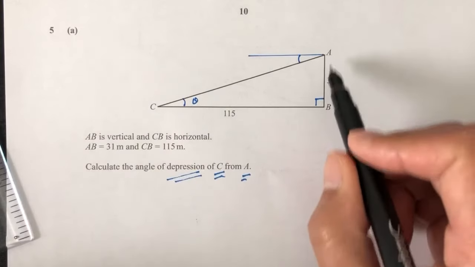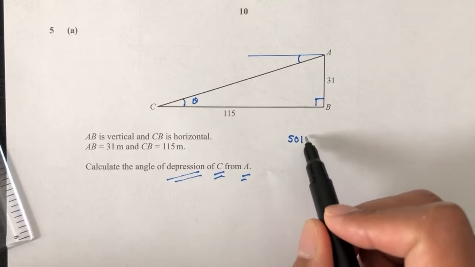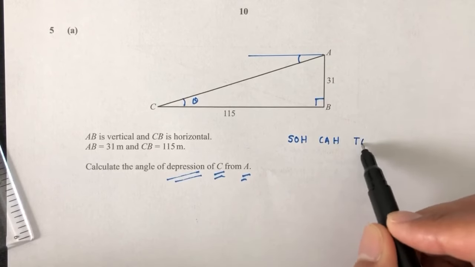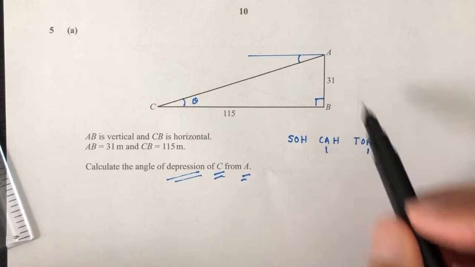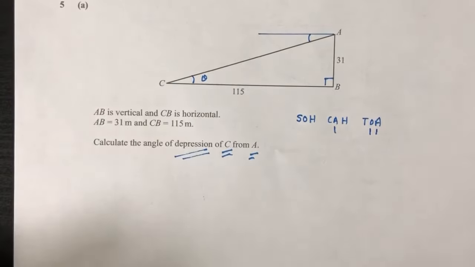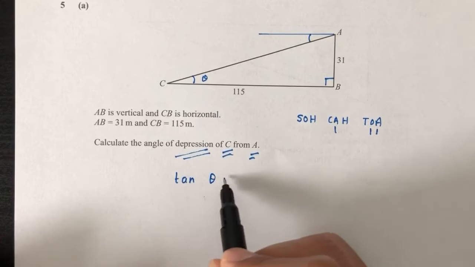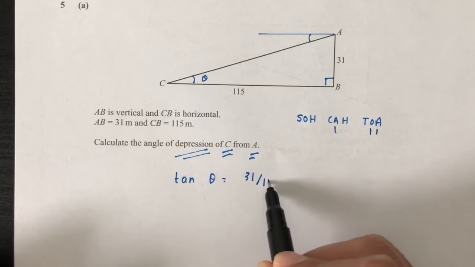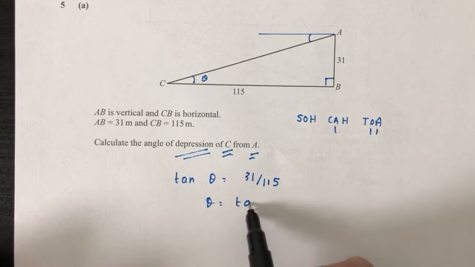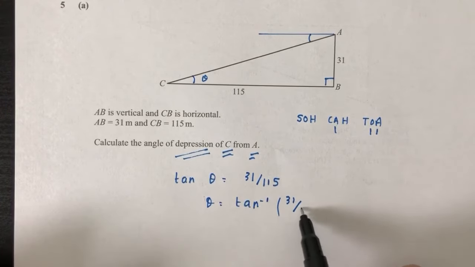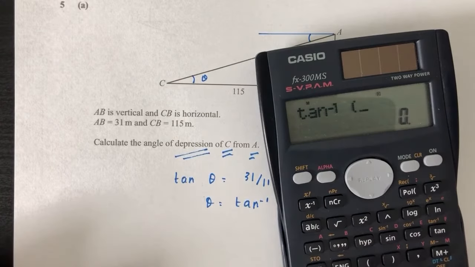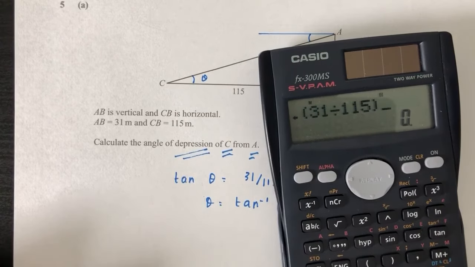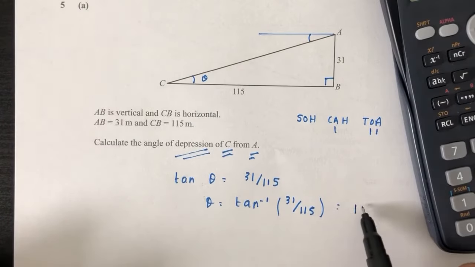So if it is a right angle triangle, we have to use SOHCAHTOA. So we know this side, this is the adjacent side, and we know the opposite side. So we have to use tan. So tan of theta is equal to 31 over 115. Theta will be tan inverse of 31 over 115. So let's find the answer. So tan inverse of 31 divided by 115, that will be 15.1 degrees. So theta will be 15.1.